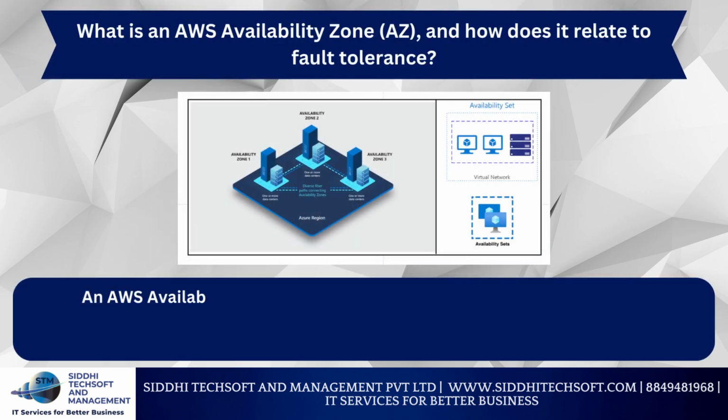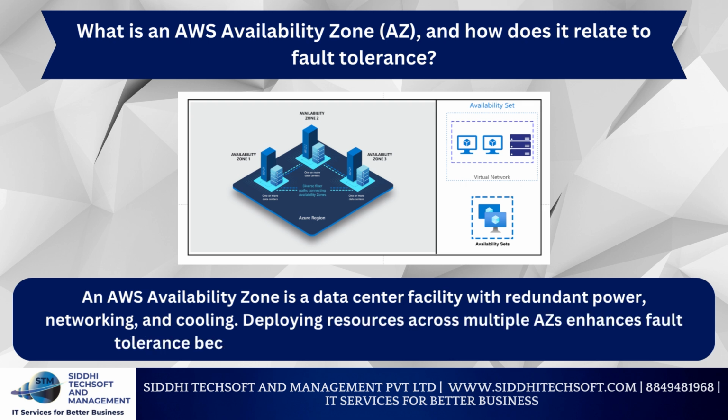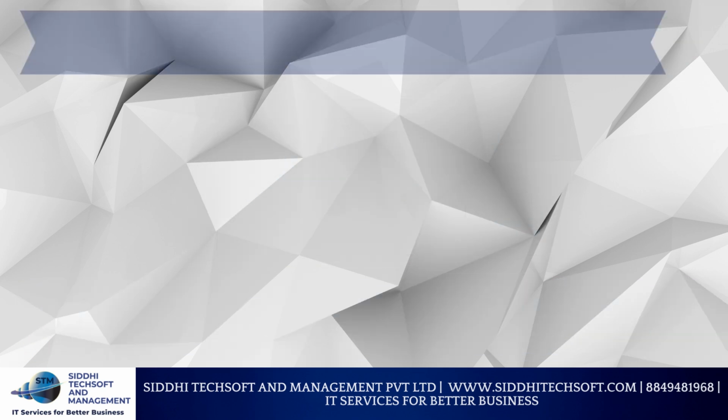What is an AWS Availability Zone, and how does it relate to fault tolerance? An AWS Availability Zone is a data center facility with redundant power, networking, and cooling. Deploying resources across multiple AZs enhances fault tolerance because it reduces the risk of a single point of failure.